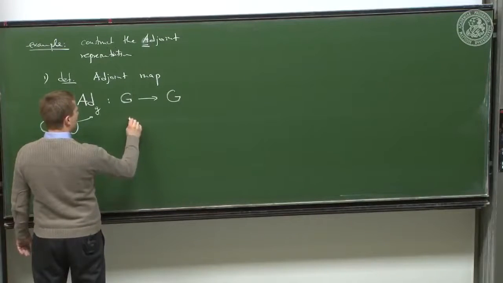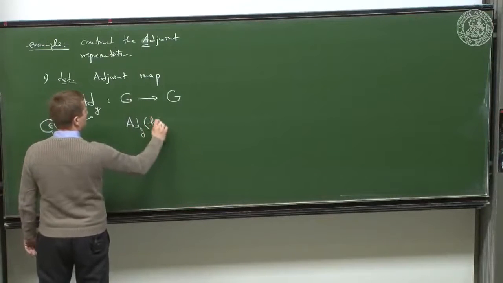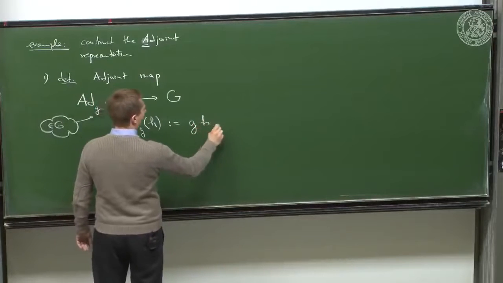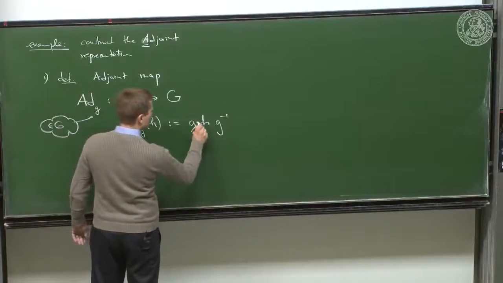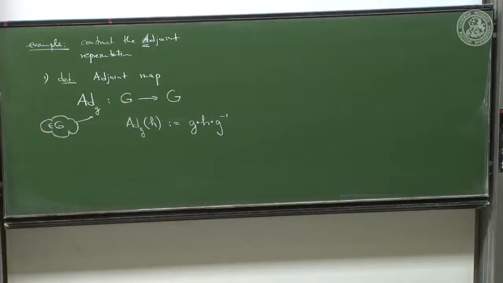And how is it defined? Well, it's defined that Ad_g acting on some element h of the group is defined as g h g inverse. And what is between these objects? Of course, there is the group operation. Now, this seems a little extravagant, this kind of definition, but you can nonetheless make it.